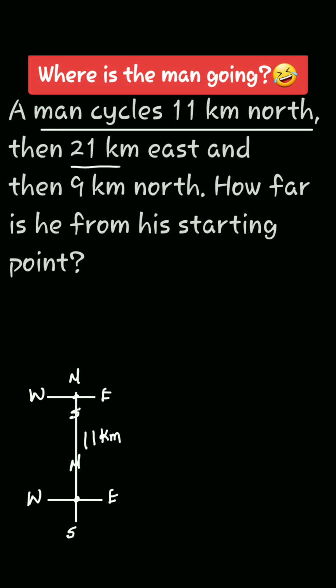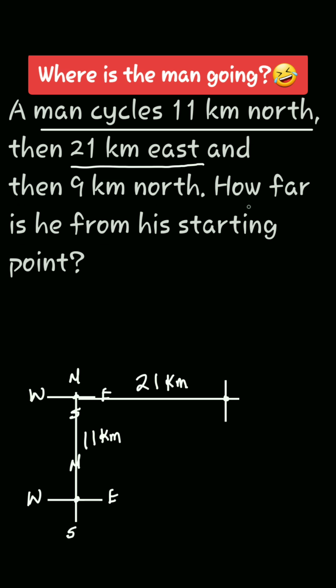Then 21 kilometers east. That means it moves in the direction of eastward. This is the east for 21 kilometers. We expect that 21 kilometers should be longer than 11 kilometers, so we're just using our discretion there. And then we stop. Let's cut this point. This is where the man is now, and so this is a distance of 21 kilometers.